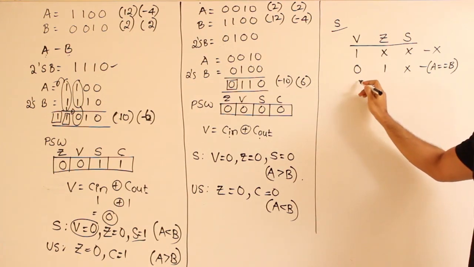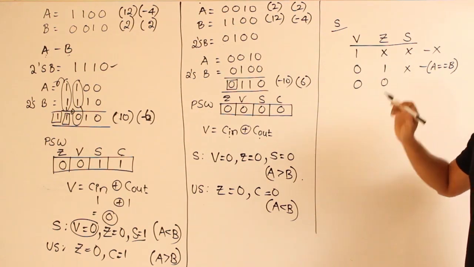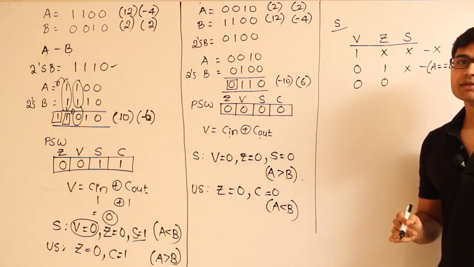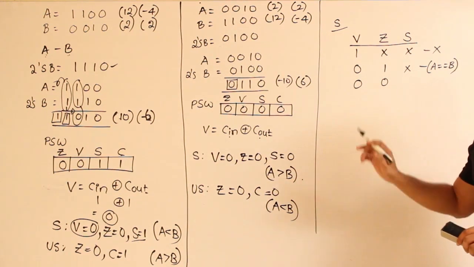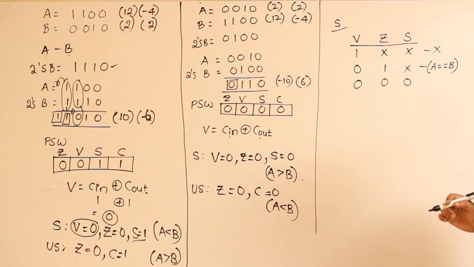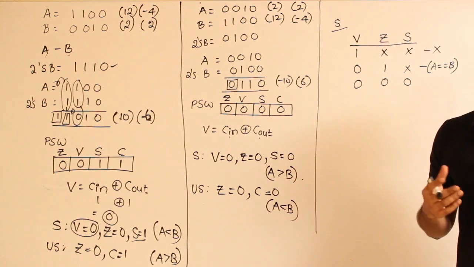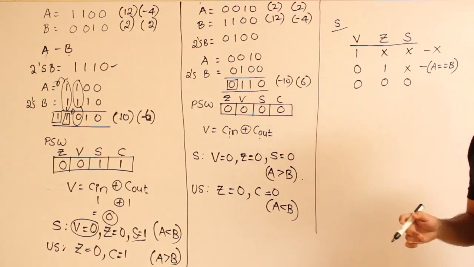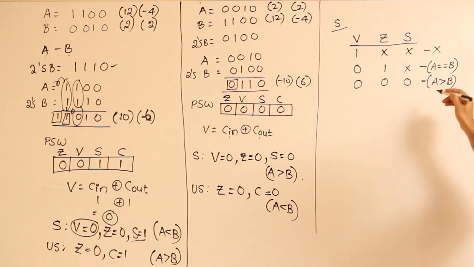In case overflow is 0 and the 0 flag is also 0, what does it mean? The result is not equal. I mean A and B are not equal and there is no overflow. If the result is a positive number, see, we are performing A minus B and the result happened to be a positive number, then what can you say? Definitely A is greater than B, isn't it? In this case A is greater than B.